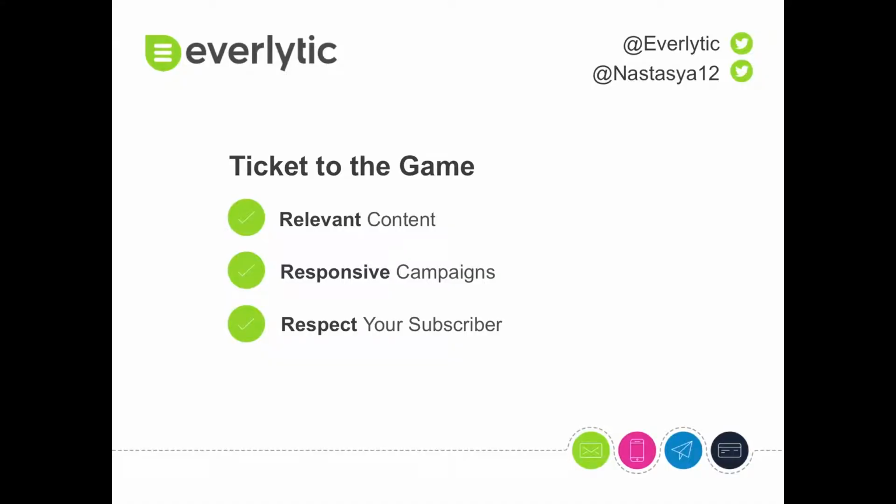So now you've got your database and you want to communicate with them correctly. You want to start sending a campaign to the database that you know have subscribed to your information. It's all POPI compliant and everybody's signed in and everything's good to go, but you don't know where to start. There are 3 things you have to focus on to get a ticket to the game. My boss Walter calls it a ticket to the game, because you are going to the game where all these consumers are at, and you need to know how to captivate them. Relevant content, responsive campaigns, and respect for your subscriber.